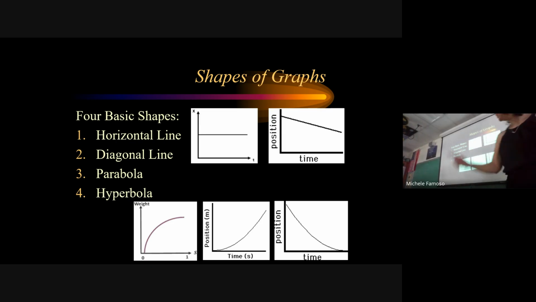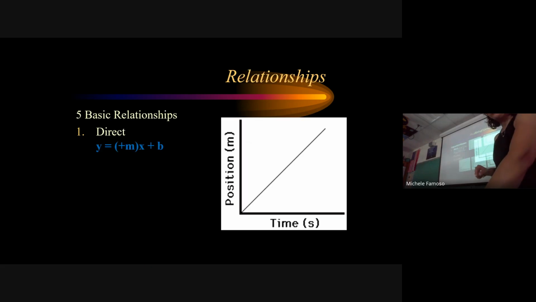All right, now let's talk about the relationships. So that's it for shapes. The relationships. The first relationship we have occurs when you have a diagonal line that has a positive slope, meaning it's slanted upward. This is what we call a direct relationship. Direct relationship.